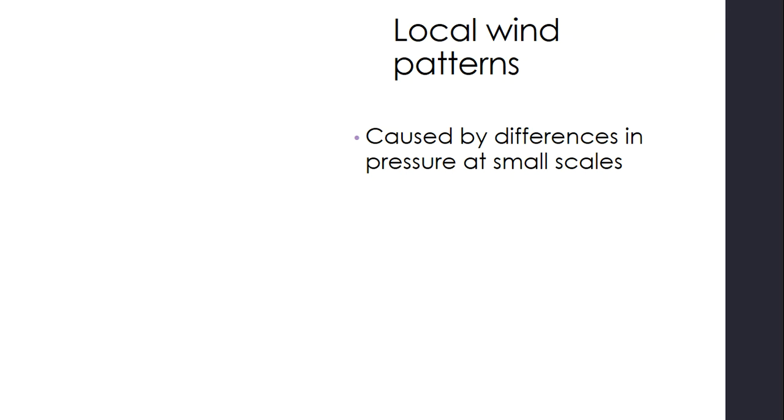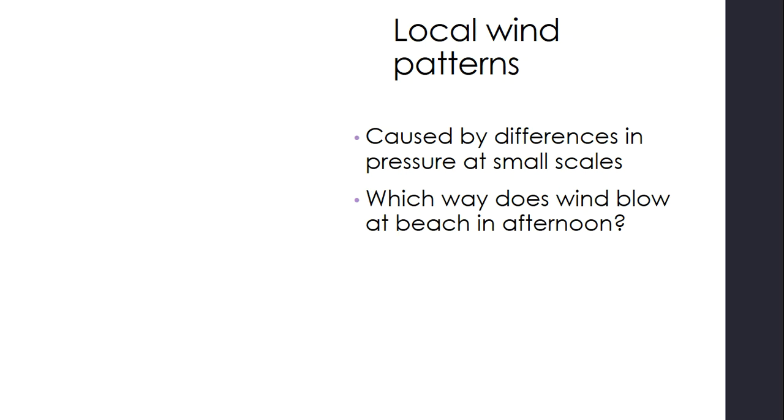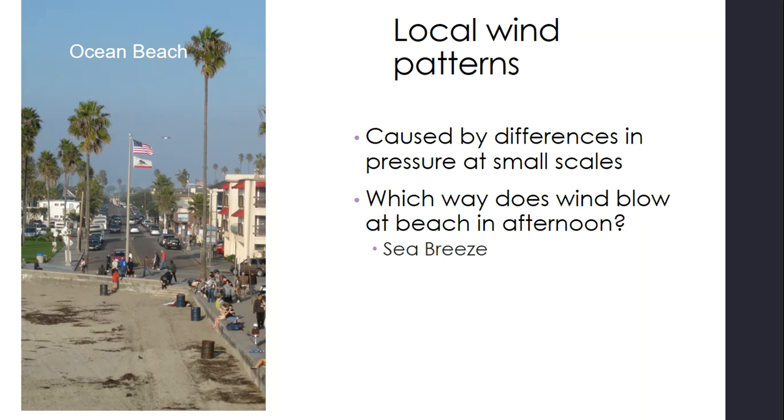So first we're going to start with local wind patterns, which are caused by differences in pressure at very small scales. And so if you are at the beach in the afternoon, which way is that wind blowing? In the afternoon we have a sea breeze. So if you're at the beach in the afternoon, that wind is blowing from off the ocean. And again, that's because of a difference in heating, which creates a difference in air pressure, which creates that wind.